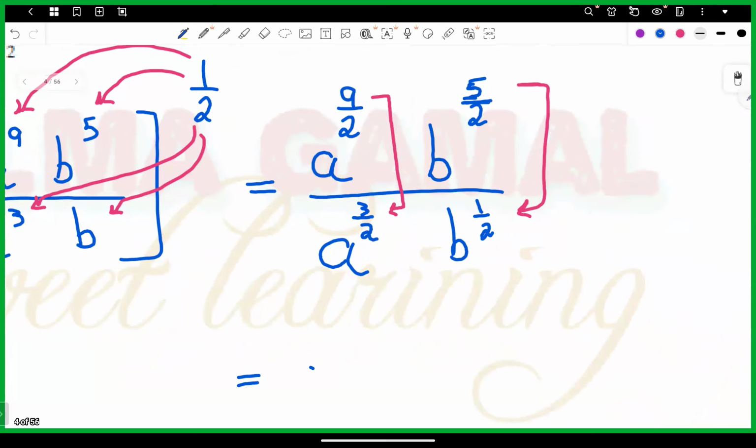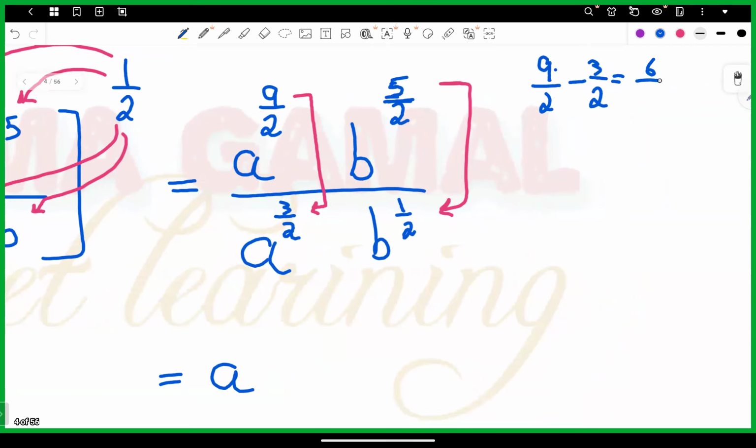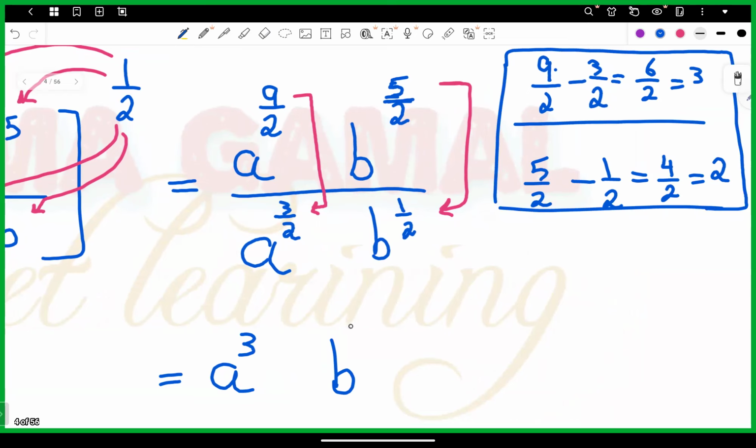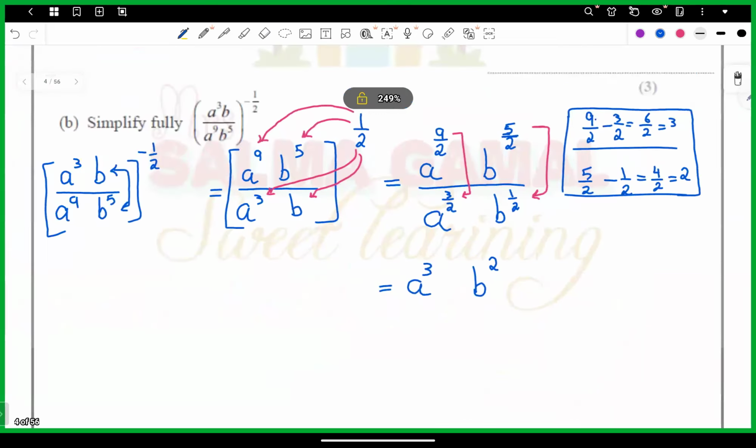So the power of A, 9 over 2 minus 3 over 2 equals 6 over 2. 6 over 2 equals 3. So the power of A equals 3. And then B, 5 over 2 minus 1 over 2 equals 4 over 2. So this is equivalent to 2. Please write it like this in your notes. So this is B squared. And this is your final answer, A cubed B squared.